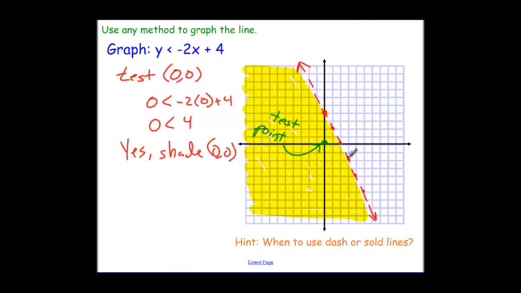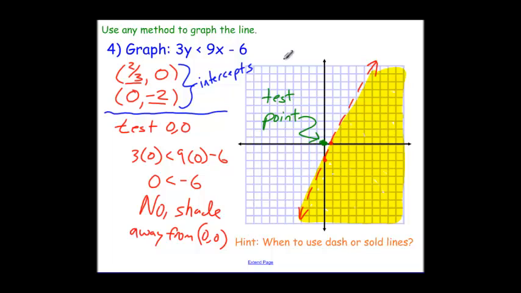So if I start anywhere on the line and y values are less than, that means go down. So go vertically down and shade the lower half of the line. That's another way to verify your answer. Let's take a look at another example.